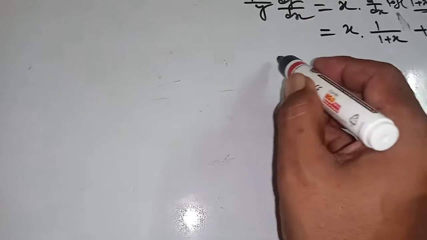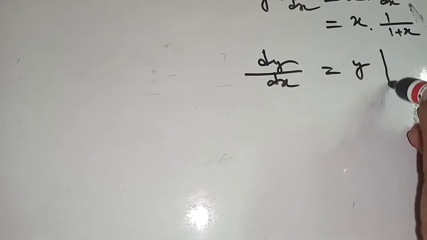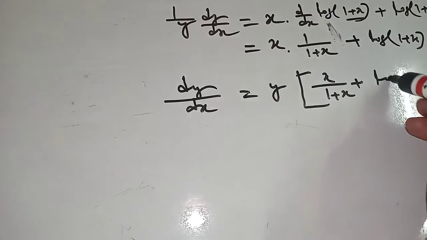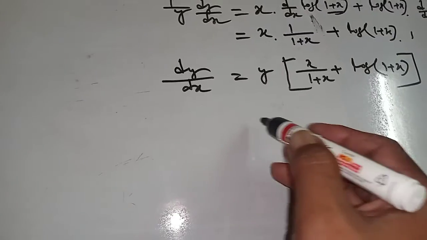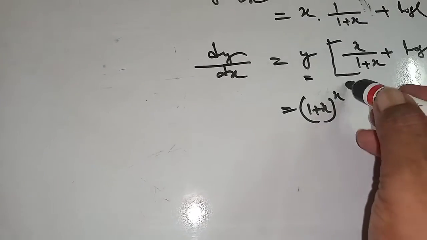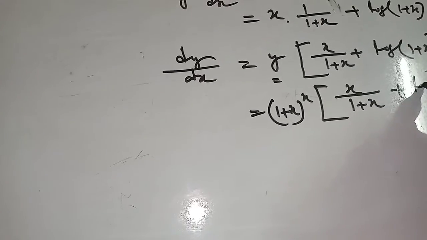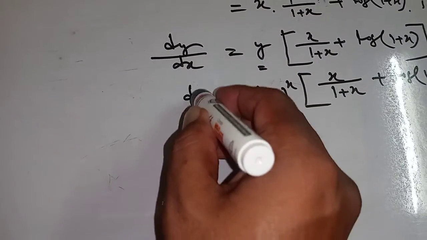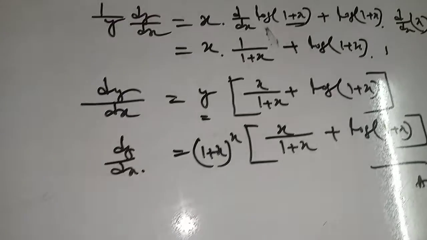Okay, now dy/dx equal to y into [x by (1 plus x) plus log(1 plus x)]. Complete. Now put in the value of y. This is (1 plus x) whole to the power x into [x by (1 plus x) plus log(1 plus x)]. This is dy/dx. This is the answer.